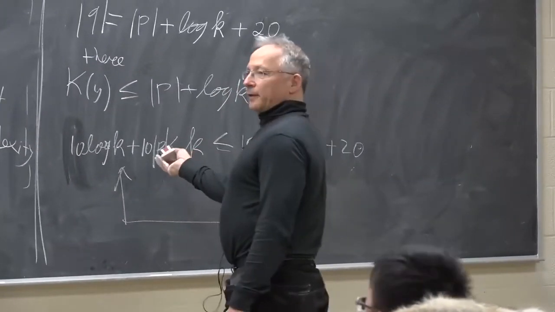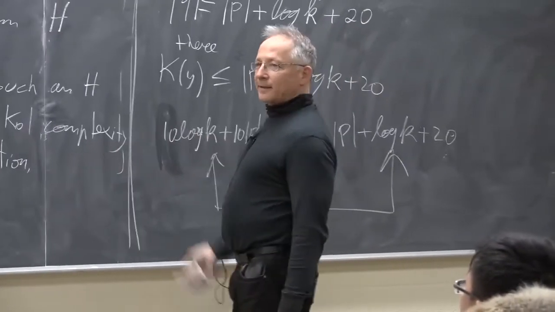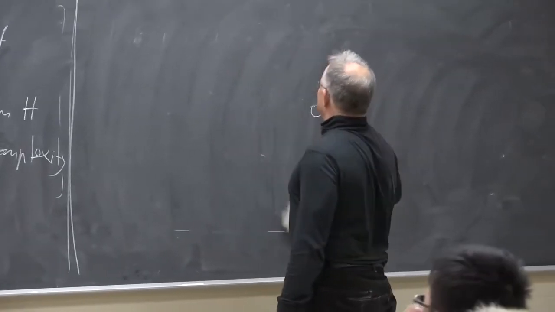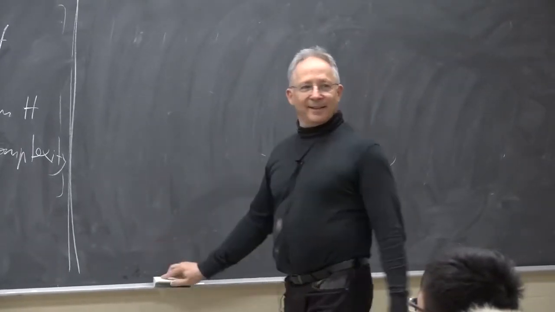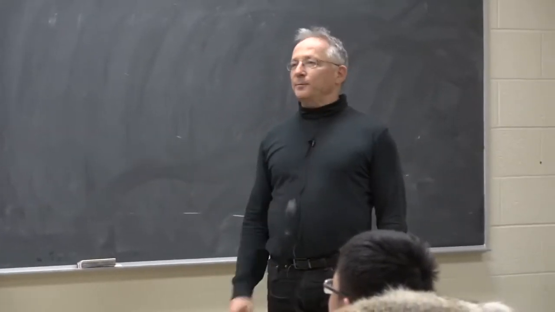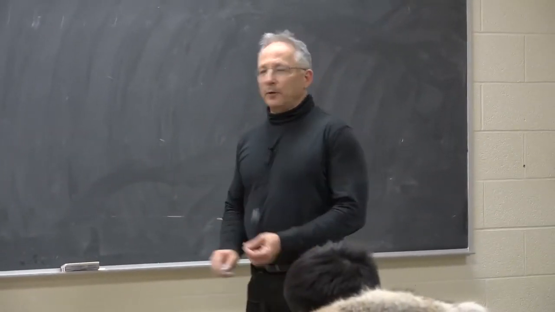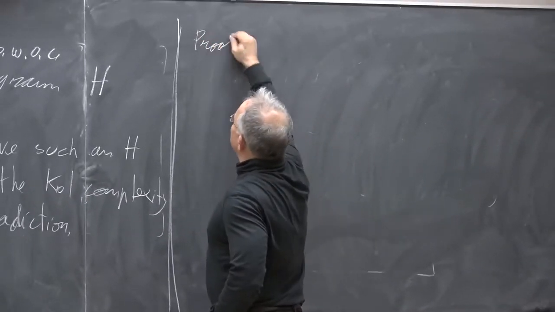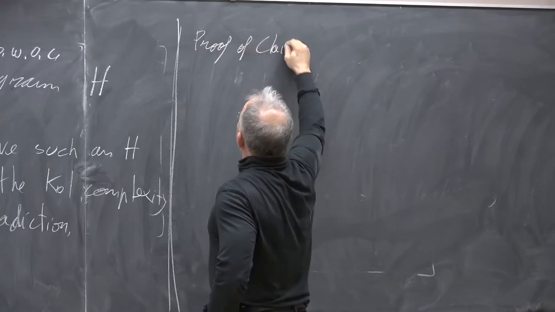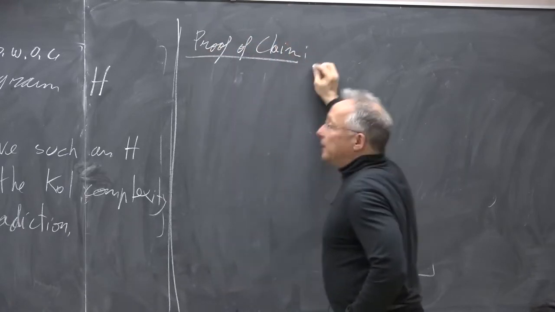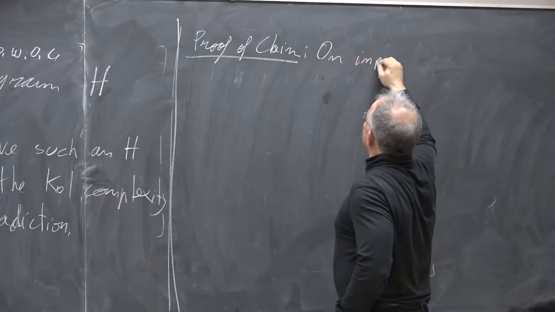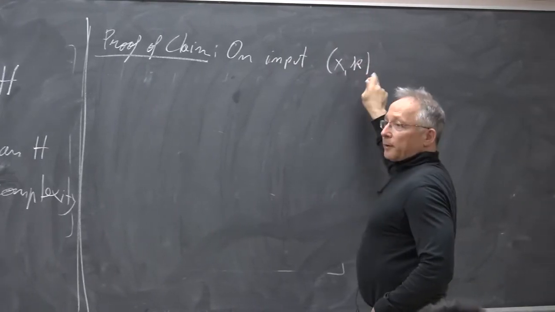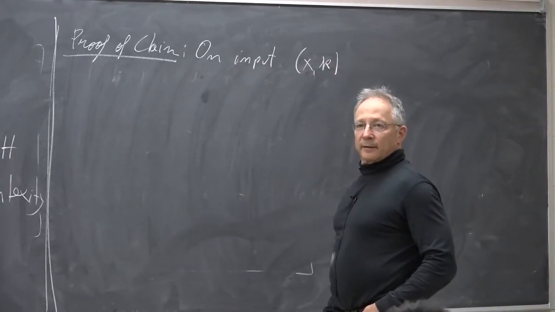So this little trick goes a long way. It shows us it solves the halting problem, proves the halting problem theorem. And the proof is very simple. What will be the proof? I give you, here is how you do it. So here is the proof of the claim. You get an input x and k. You want to check whether the Kolmogorov complexity of x is k.